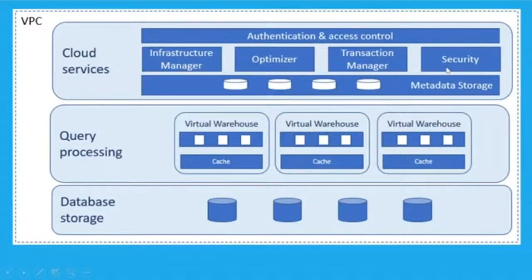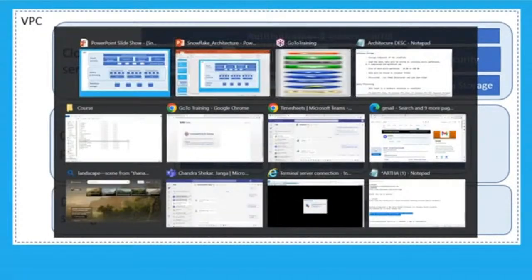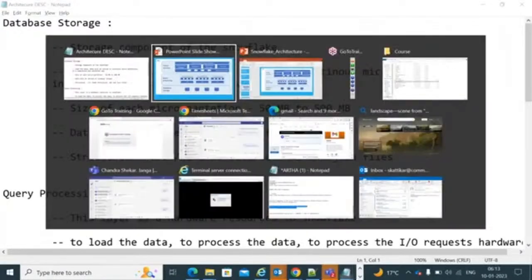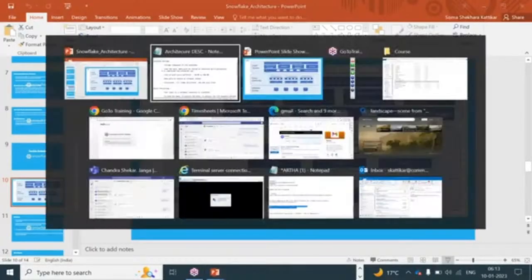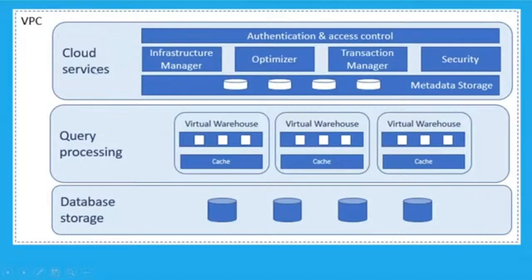Guys, actually, we have three layers in Snowflake architecture. One is the cloud services layer. Another one is the query processing layer. Third one is the database storage layer. Let me repeat once again.